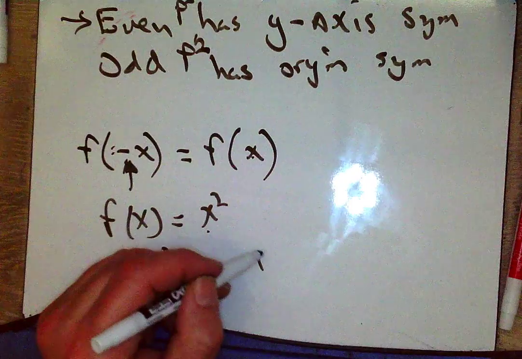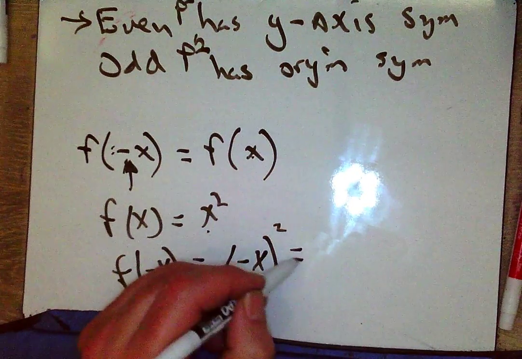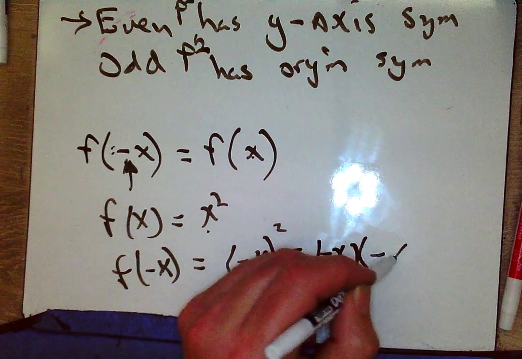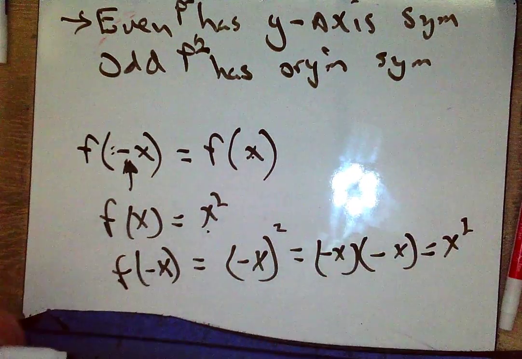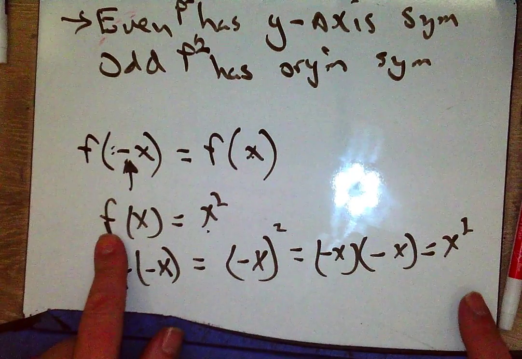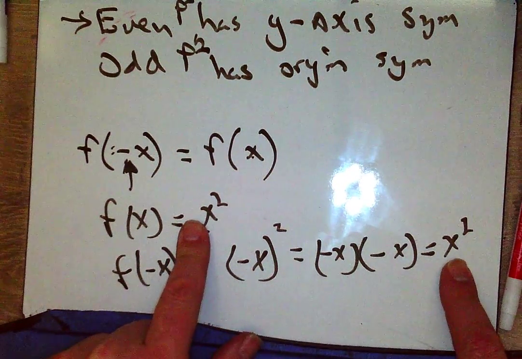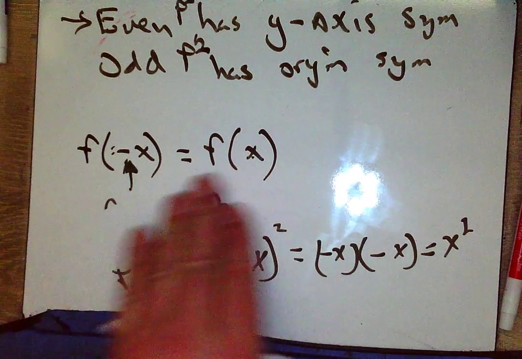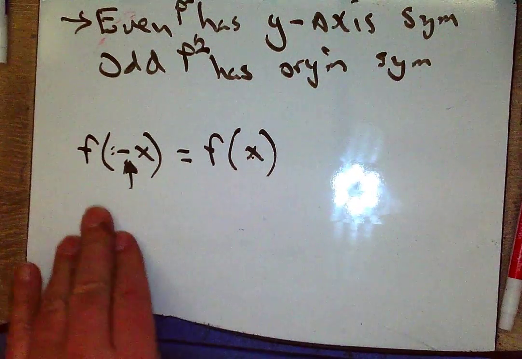So that's going to be negative x squared, which is negative x times negative x, that's positive x squared. Look, f of negative x has the same output as f of x. And so we know that y equals x squared is an even function.